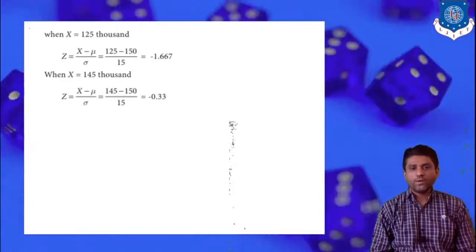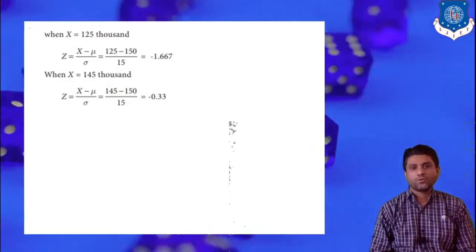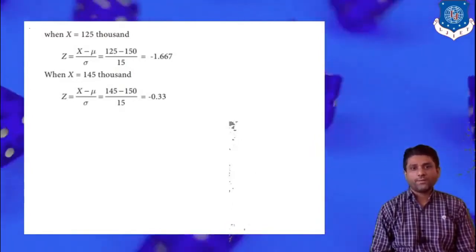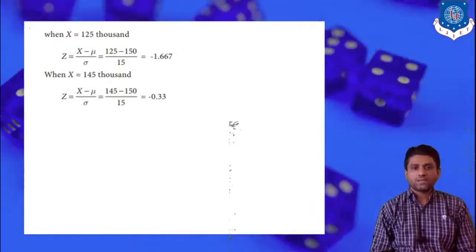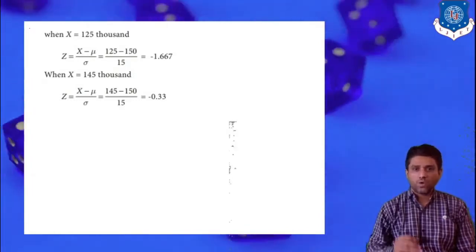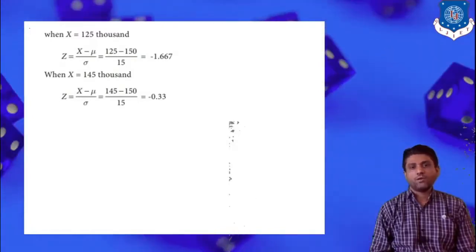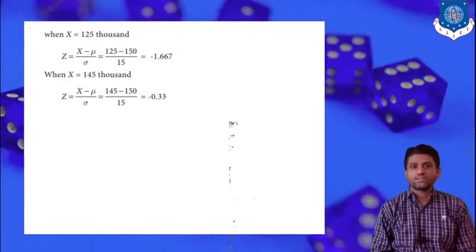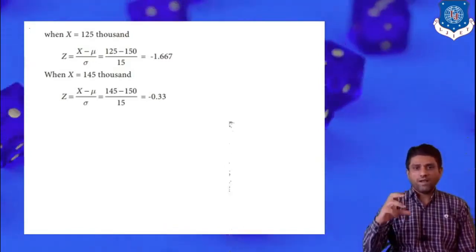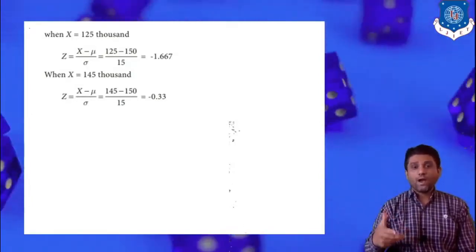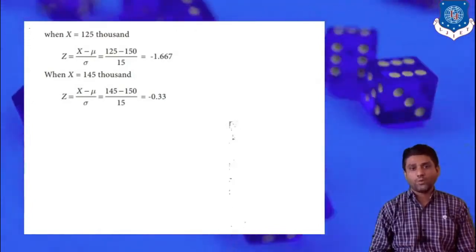So let's see how we can apply the Z transformation. When x is 125,000, the transformation is Z equals x minus mu upon sigma. So the value of x is 125, mu, that is the mean given in the question, is 150, and sigma, the standard deviation, is 15,000, so we write 15. By solving this we get the value of Z, that is negative 1.66, which lies within the interval -3 to 3.